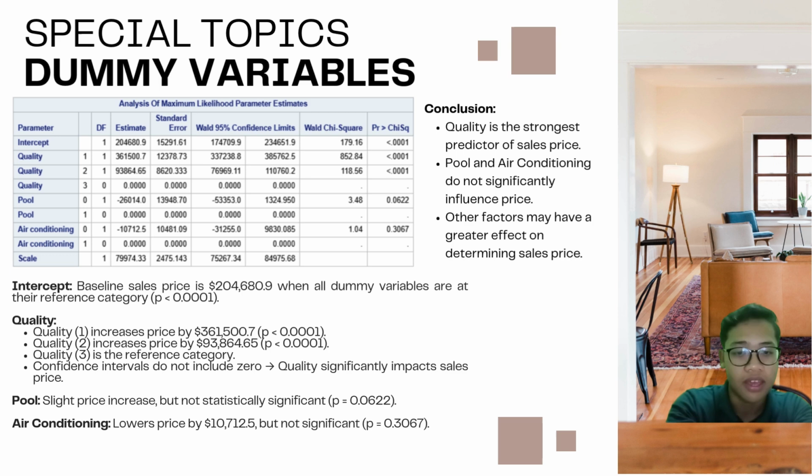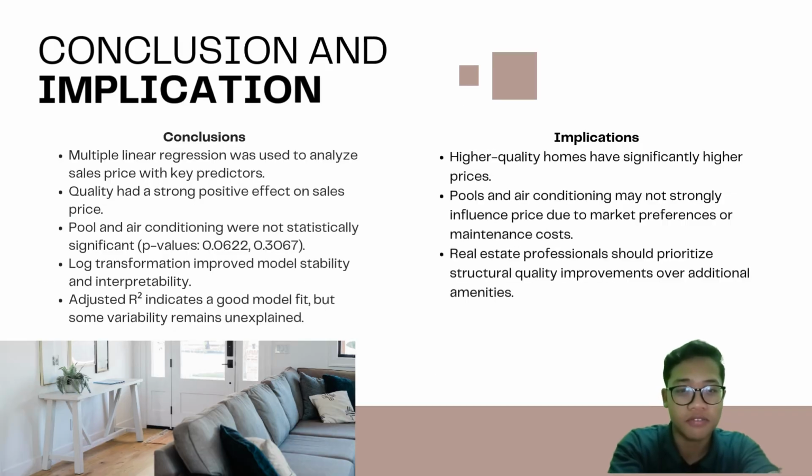Okay, next for the pool variable, there is a slight price increase but it is not statistically significant because the p-value is higher. And for air conditioning, the price is lower by almost $10K, but not significantly because the p-value is also higher. Okay, the conclusion we can make here is quality is the strongest predictor of sales price. Pool and air conditioning do not significantly influence the sales price, and other factors may have a greater effect on determining the sales price.